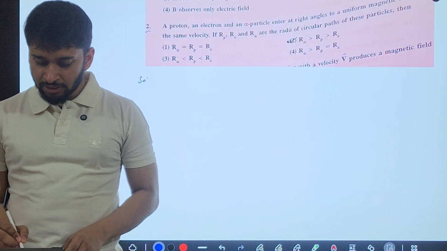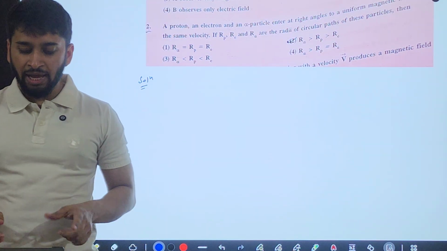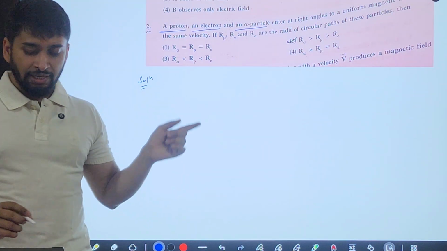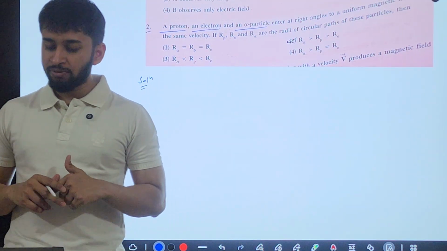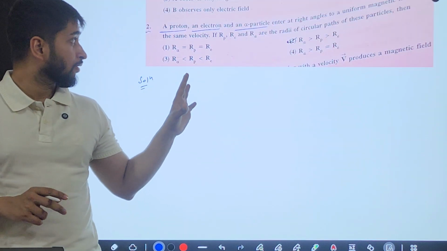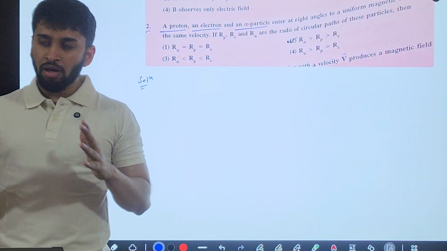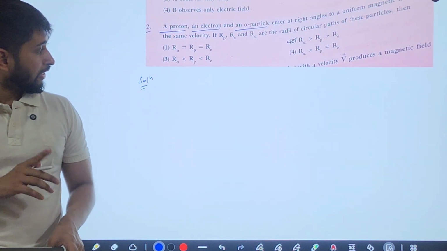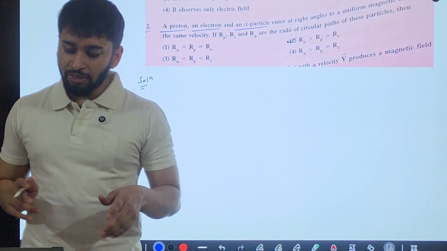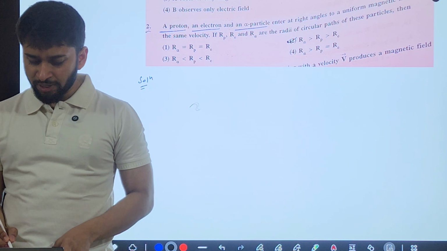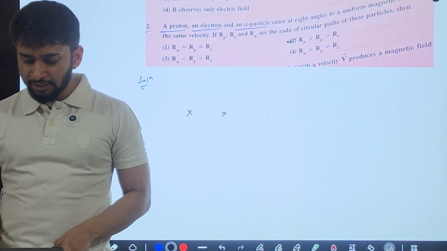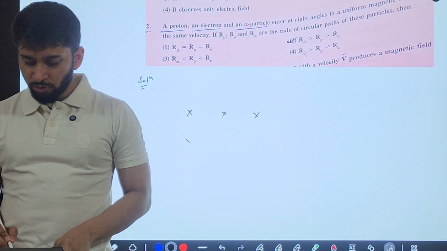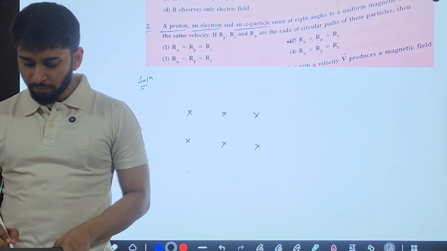The second question says: a proton, an electron and an alpha particle enter at right angles to a uniform magnetic field with the same velocity. So you have a proton, an electron and an alpha particle. You have a region of space, let us say this is the region of space, where you have a uniform magnetic field, fine.